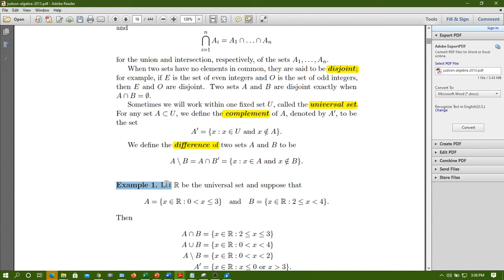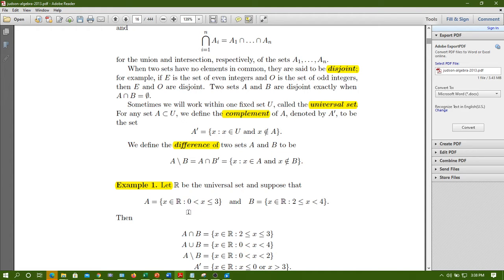And here is an example. Let the real numbers be the universal set and suppose that A is equal to the set of X, element of real numbers, such that X is less than or equal to 3.